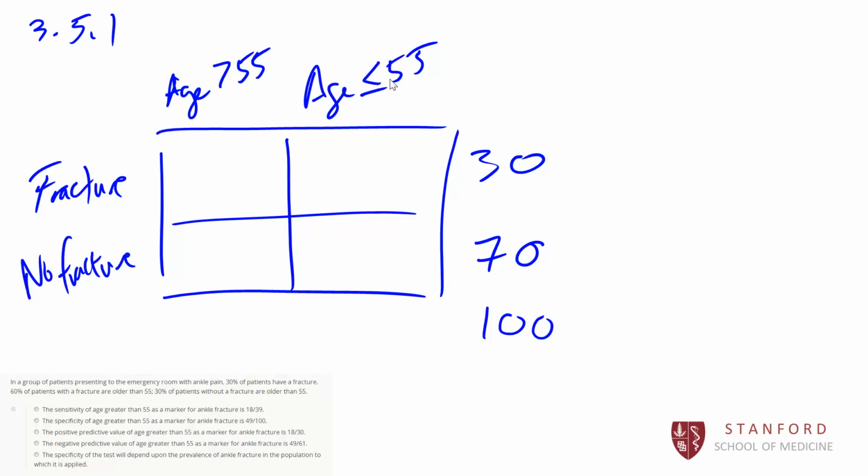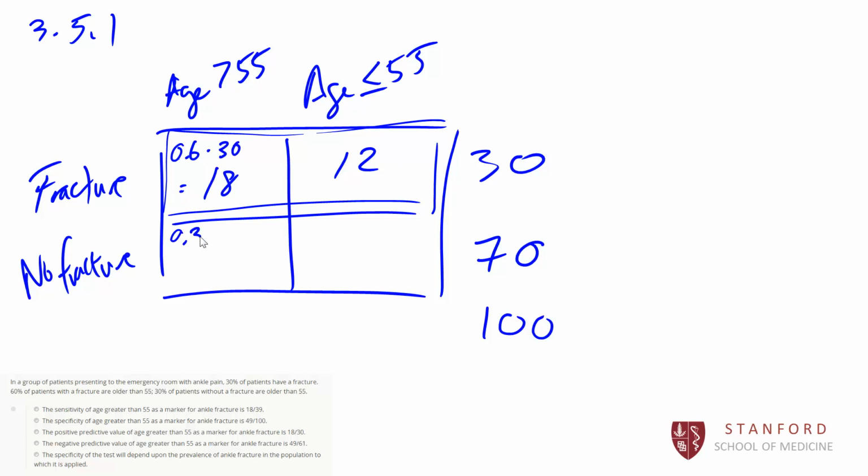Okay, so next part, 60% of patients with a fracture are older than 55. So of the 30 patients that comprise these two cells, 60% lie in the top right cell. So 0.6 times 30 is going to equal the number in this cell, which is going to be 18. That automatically makes this one 12. Then the next clue, 30% of patients without a fracture are older than 55. So 30% of 70 is going to be the number in this cell, and that's going to be 21, which is going to make this cell 49 just by subtraction. Then I'm going to add vertically to fill out this 2x2.